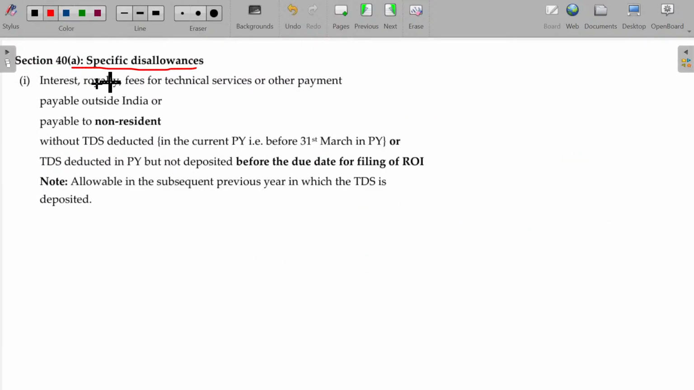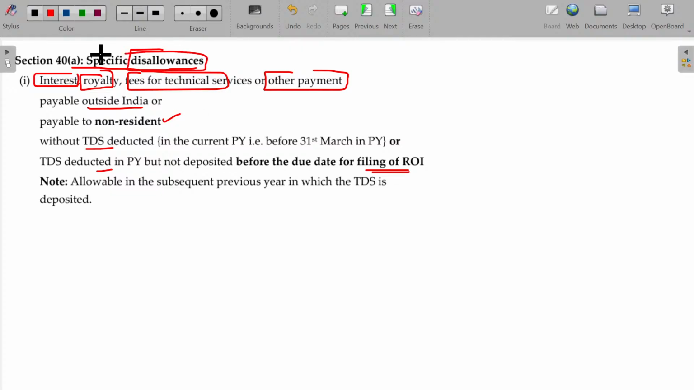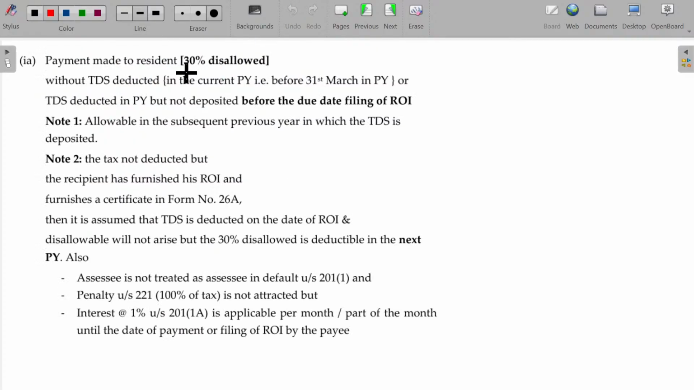Specific disallowances: interest, royalty, fee for technical services or other payment to a non-resident or payable to anybody outside India without TDS deducted, or TDS deducted but not deposited before the due date of filing of return of income. Then what happens? This will be disallowed to be debited. You cannot debit this. If you don't debit this, then automatically profit will increase.